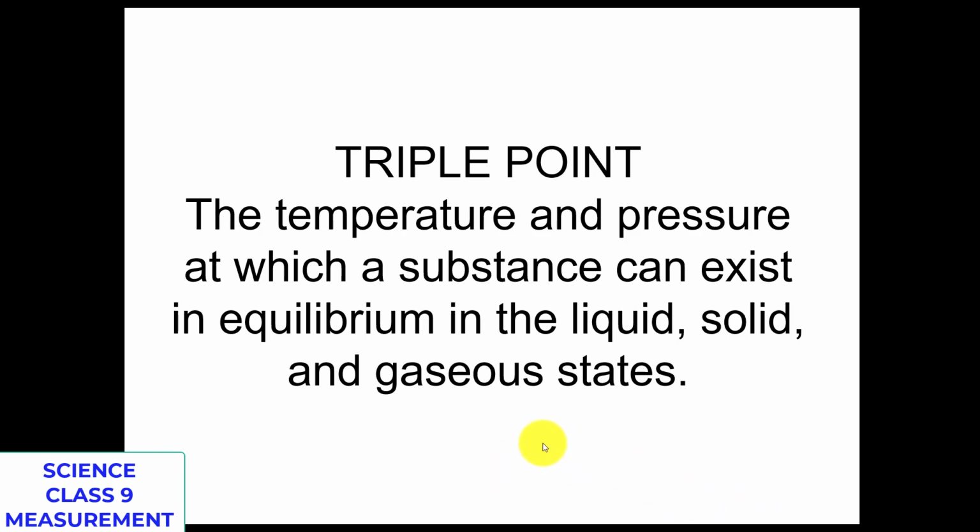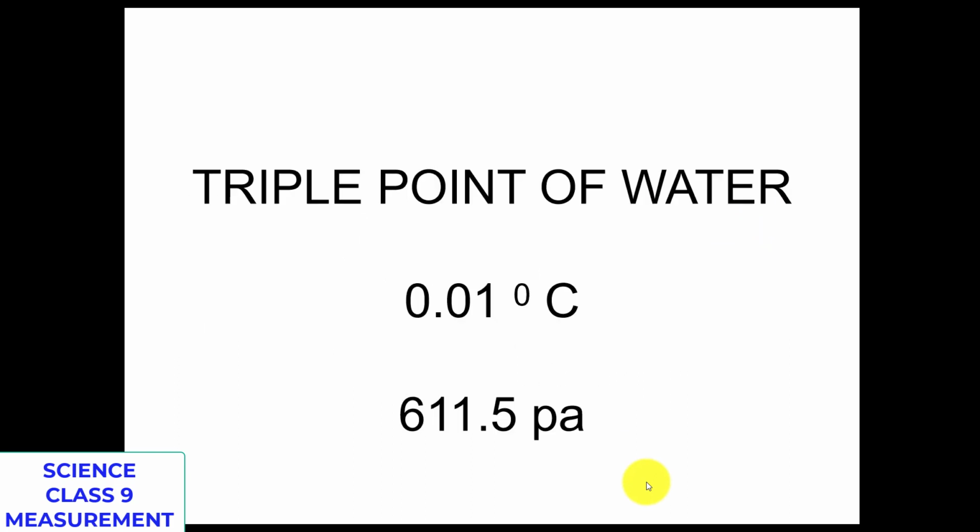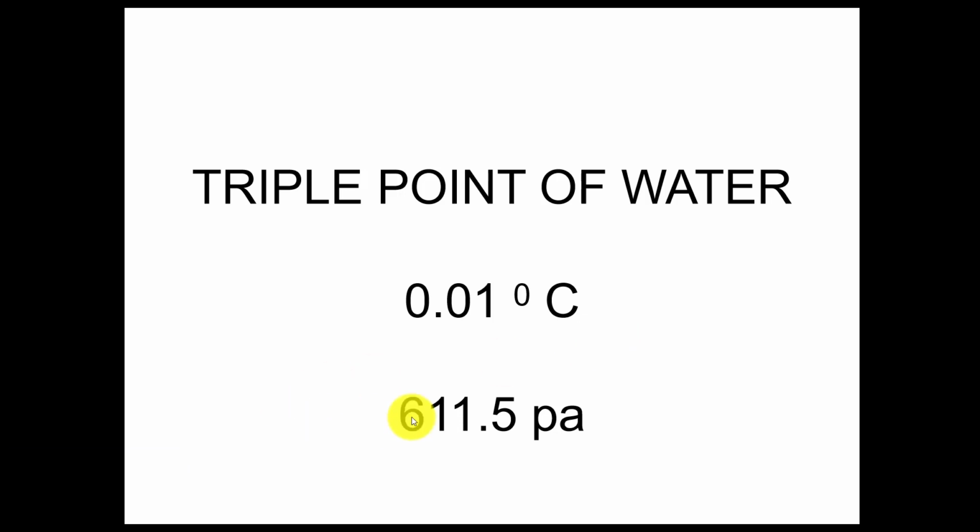This occurs only at a particular temperature and pressure. And that particular temperature for water is 0.01 degrees Celsius. At 0.01 degrees Celsius, you can see water existing in all three states: liquid, solid and gaseous. This occurs only in vacuum, and that particular pressure is 611.5 Pascal. This is the triple point explained in your book.